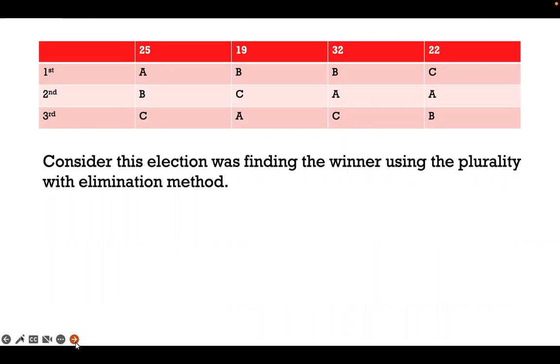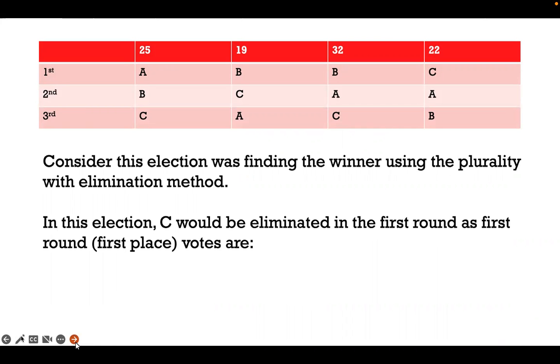So that means our first step is to figure out who do we eliminate. So we find the first round first place votes. So if we count, candidate A receives 25 first place votes, B has 19 plus 32, which is 51, and then C just has 22 first place votes. Therefore, C would be eliminated in the first round.